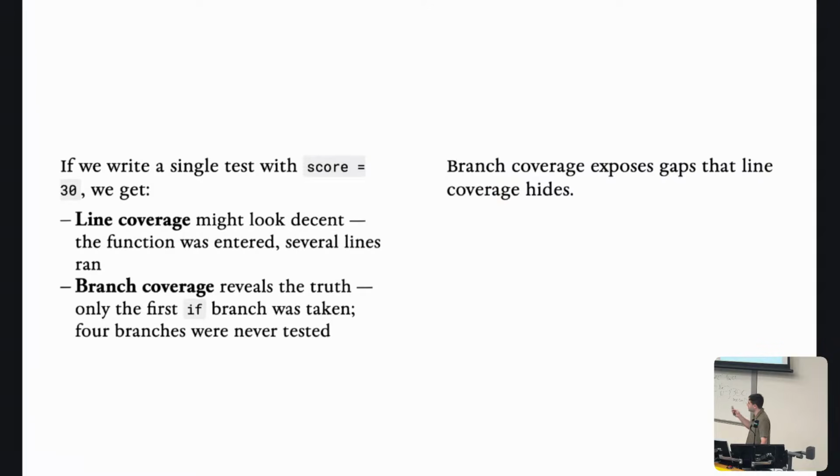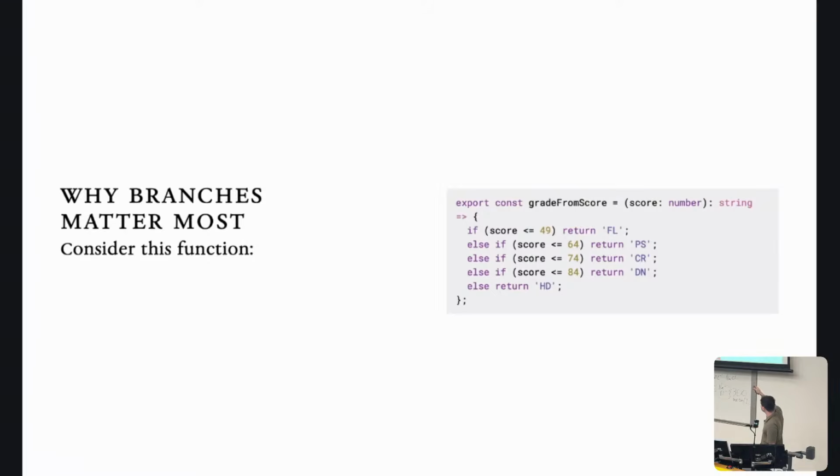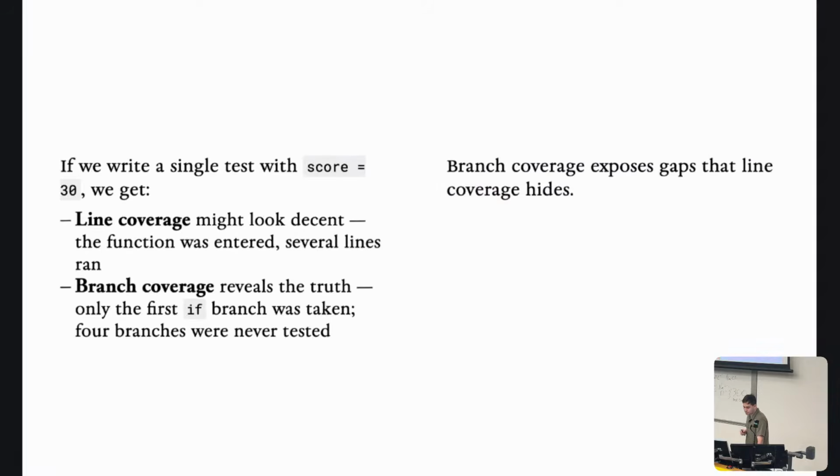So in that example, I'll just show it one more time. If we're passing in, say, the integer 30 to this function, line coverage might look okay because the function was entered, several lines ran, and the function that called that function ran. They're all counted. But you're only testing a small percentage of the function's potential output and potential to do wrong. So branch coverage is a lot better.